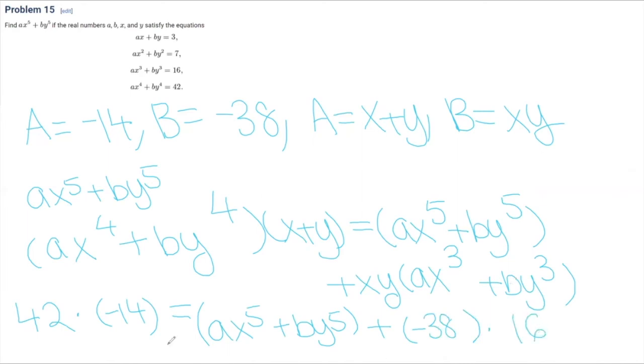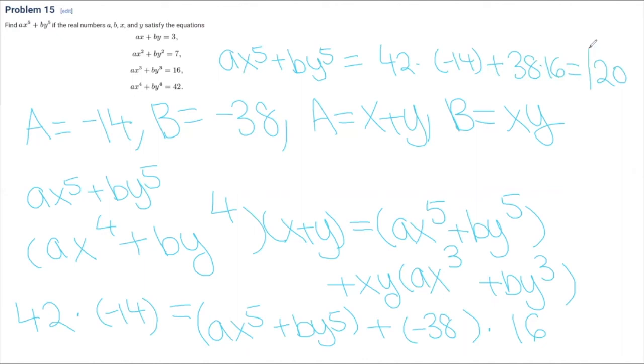So now let me move up here. So solving gives a times x to the fifth plus b times y to the fifth is equal to 42 times negative 14 plus 38 times 16, which is equal to 20, and 20 is our final answer. Of course, since this is the AIME, we would write our answer as 0, 2, 0, but that doesn't really matter. The actual answer is 20, and that is our solution.